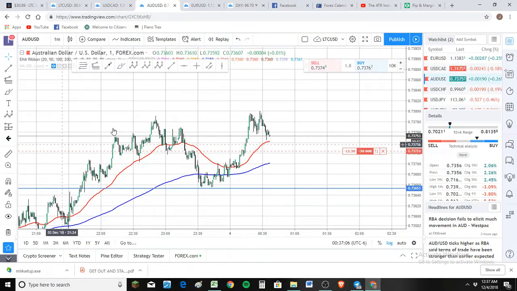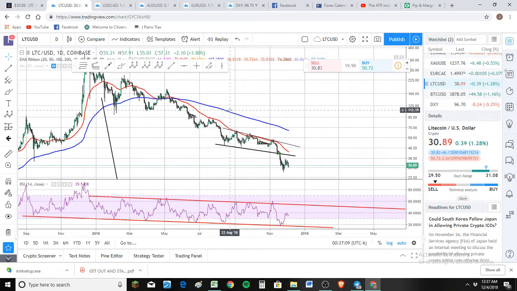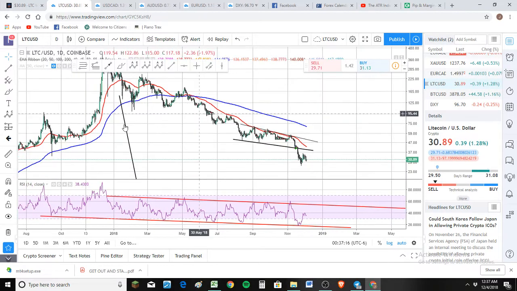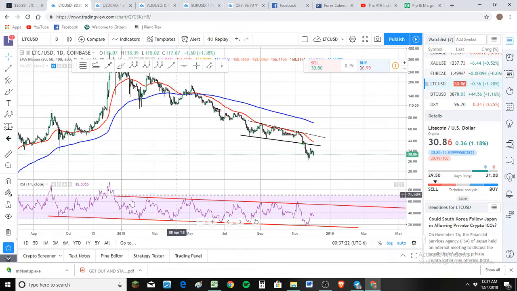All right, I wanted to take a minute and show you why I think Litecoin is actually going to head up before it heads back down. If it does head back down, I believe it will, but we'll see. Well, a couple reasons. Number one, let's just take a look at the RSI down here.